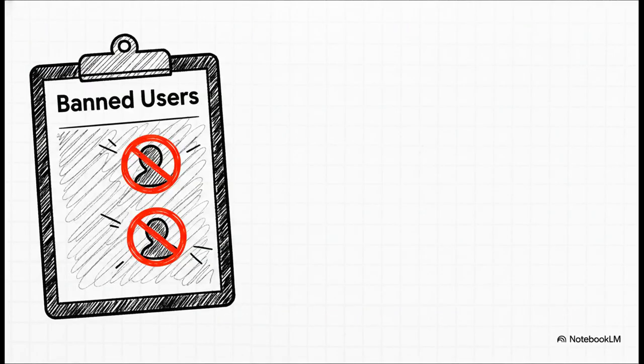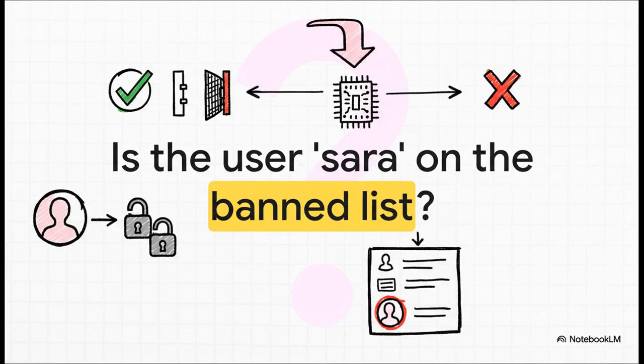Okay, let's flip that idea on its head. Sometimes you don't care if something is on a list, you need to know if it isn't. So here's a classic example, a list of banned users for a website. So a user named Sarah tries to log in. Our program has to make a snap decision. Do we let her in? And to do that, it's got to answer this one crucial question.